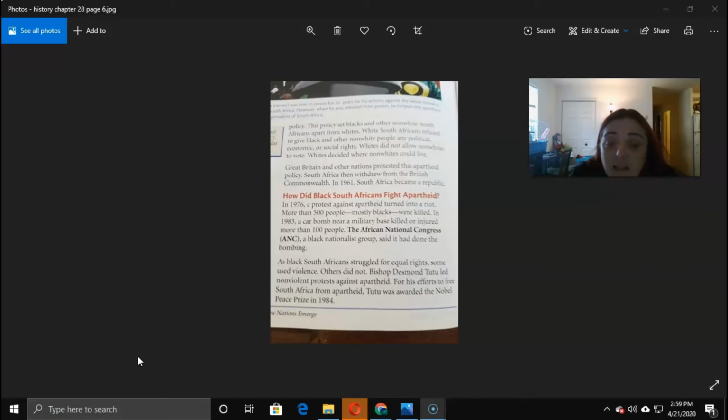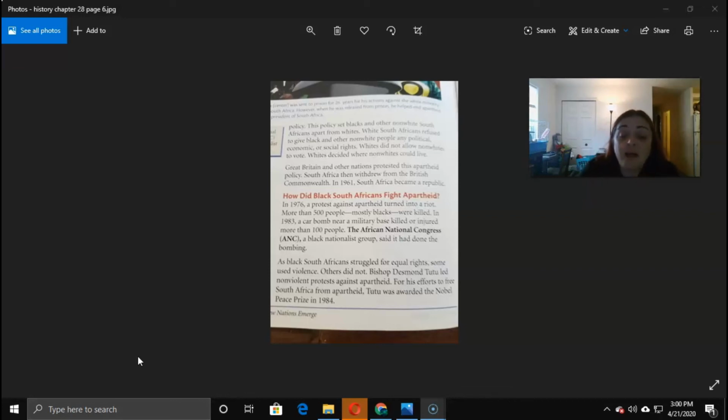How did black South Africans fight apartheid? In 1976, a protest against apartheid turned into a riot. More than 500 people, mostly blacks, were killed. In 1983, a car bomb near a military base killed or injured more than 100 people. The African National Congress, a black nationalist group, said it had done the bombing.